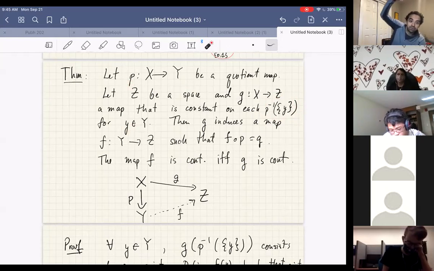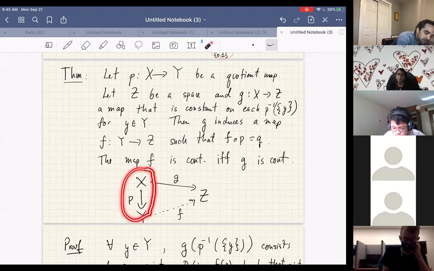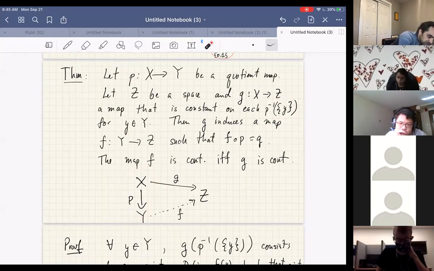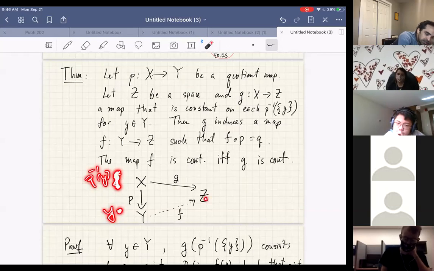It's just the inverse image of y, everything that gets mapped to the point y, everything that's on top of y, if we think of our map in this way. So suppose G is constant on all of those fibers over y. So you have y, you look at the inverse image of y, that's a bunch of points in X. Suppose G takes each of these points to a single point here in Z, okay? Let's suppose G is constant.